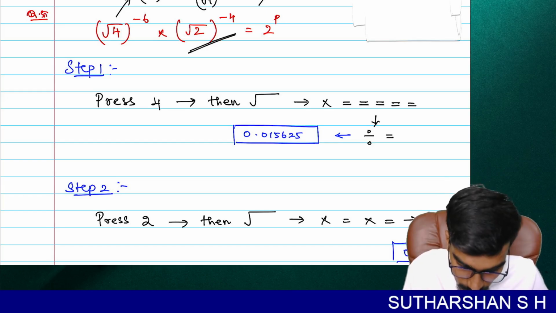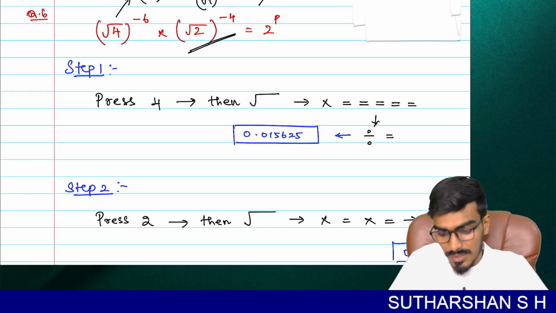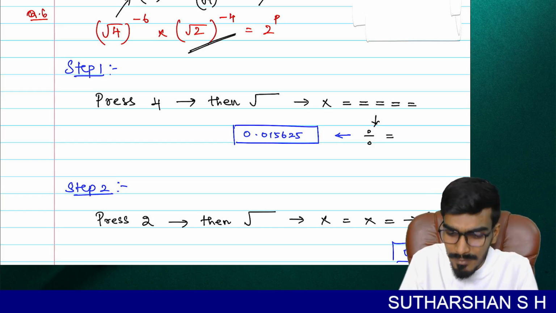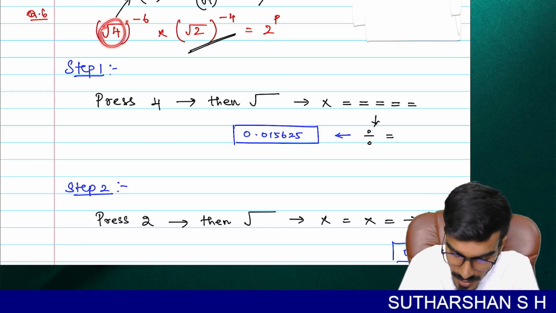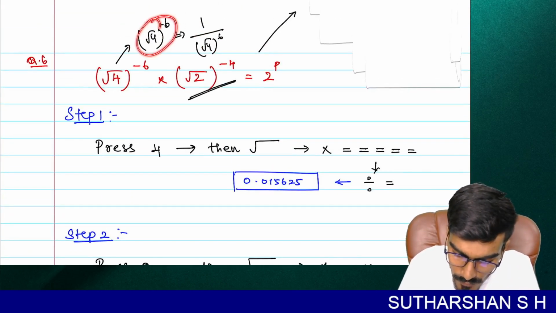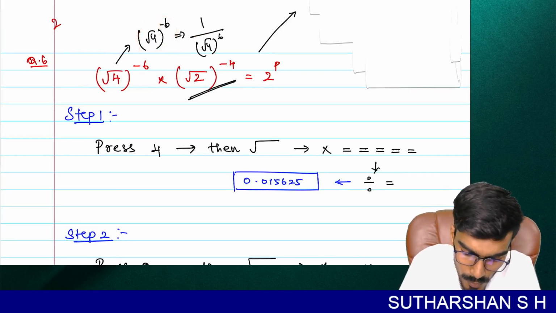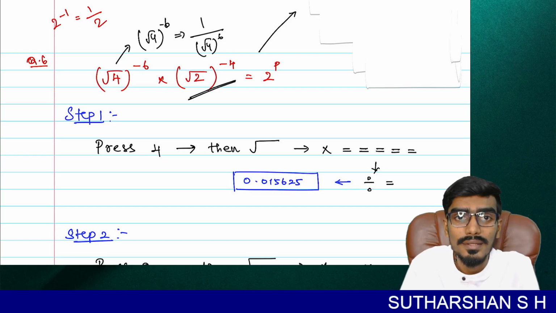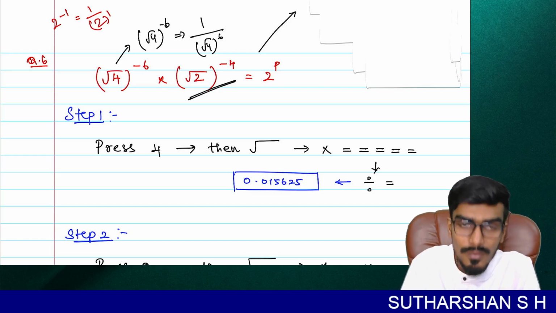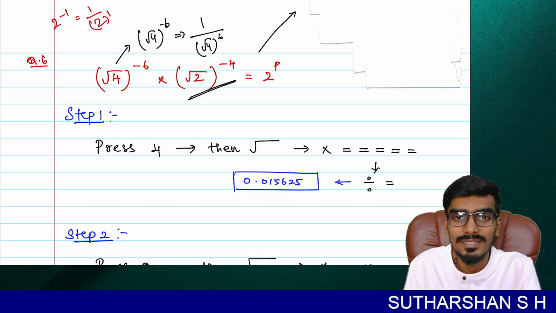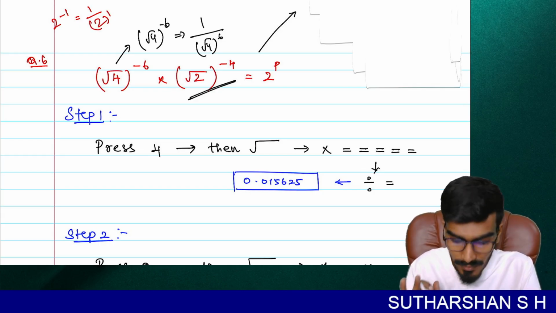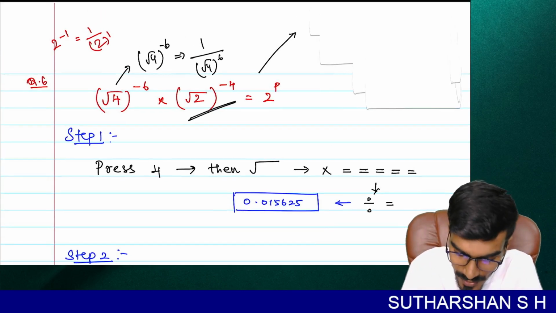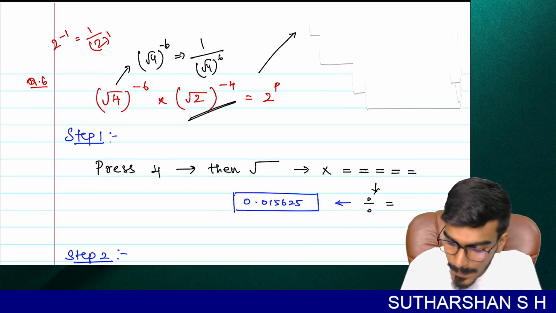So this is question number 6, right? Yes, question number 6. Press 4 in your calculator. I am just doing whatever operations are there. You know very well, whenever 2 power minus 1 is given, I can write it as 1 by 2, which is nothing but 1 divided by 2 power 1. In the same logic I have written whatever sum I have solved.